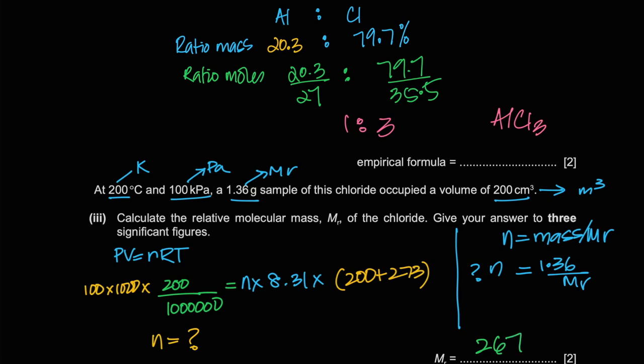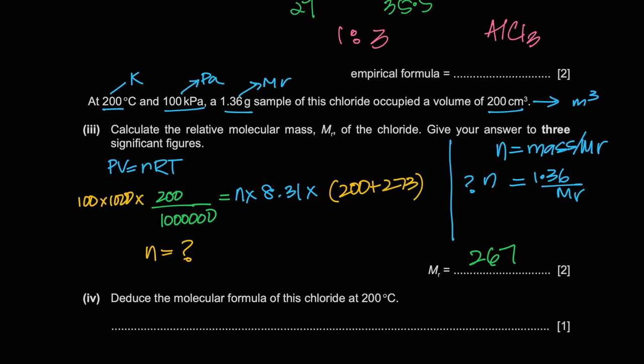And if that's what you get, and you know the formula mass of AlCl3 is actually 133.5 and its mass is 267, so that's double the formula, which means the molecular formula is Al2Cl6. And by the way, this is the proof that AlCl3 became Al2Cl6, which we do in dative bonding.